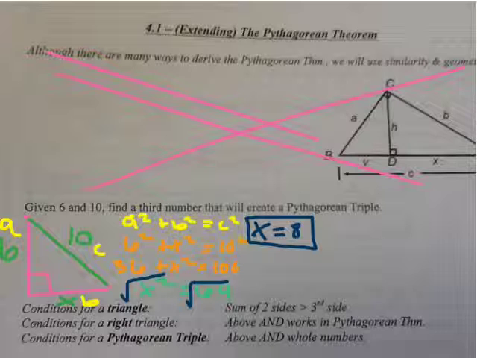And there we go. We got a whole number. It goes with the Pythagorean theorem. There's our number that would make it a Pythagorean triple. It's 8.